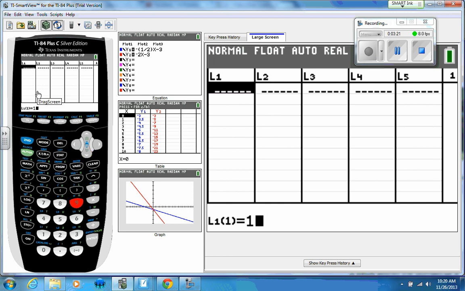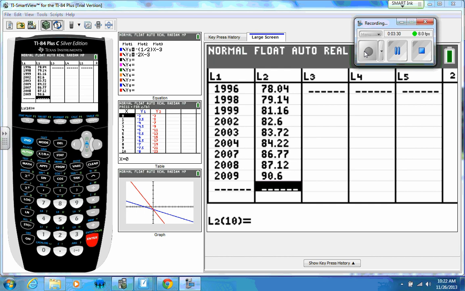So the first year is 1996, hit enter. I'm just going to pause, I'll enter all the data so you don't have to watch that part of the video. Once you have all your data, just double check it to make sure it's correct. The date or time is always in L1, and your dependent variable is always in L2.